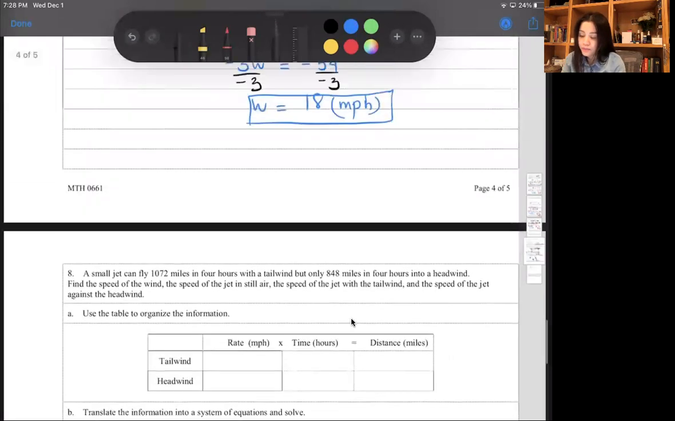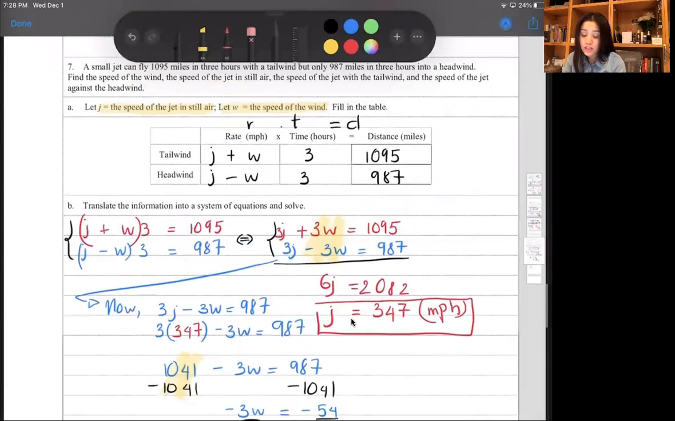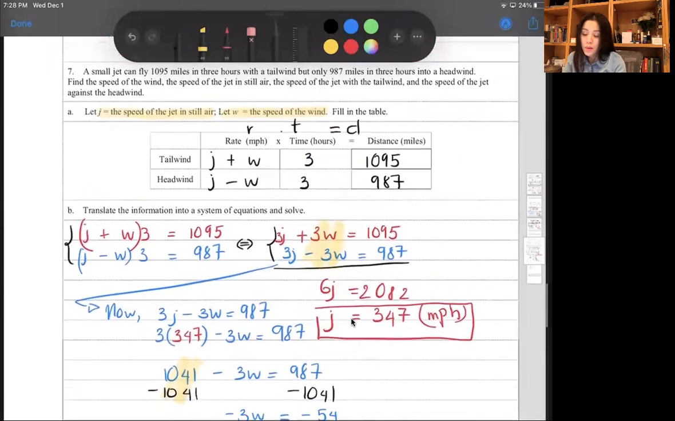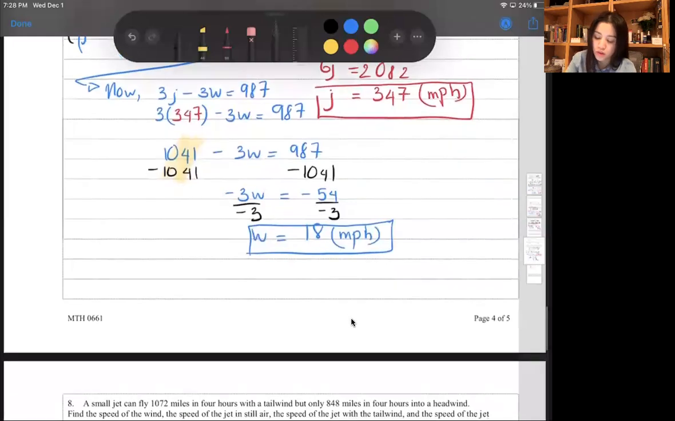Oh, let me go back to number 7. We found the speed of the jet in still air, which is J, and the speed of the wind, which is W, but we have not found the speed of the jet with the tailwind, right? So there's one more. I think I missed some. Tailwind here means with the wind, right?